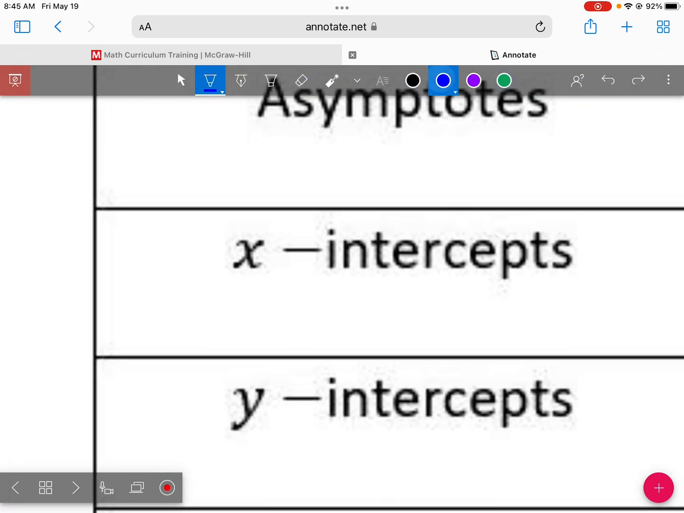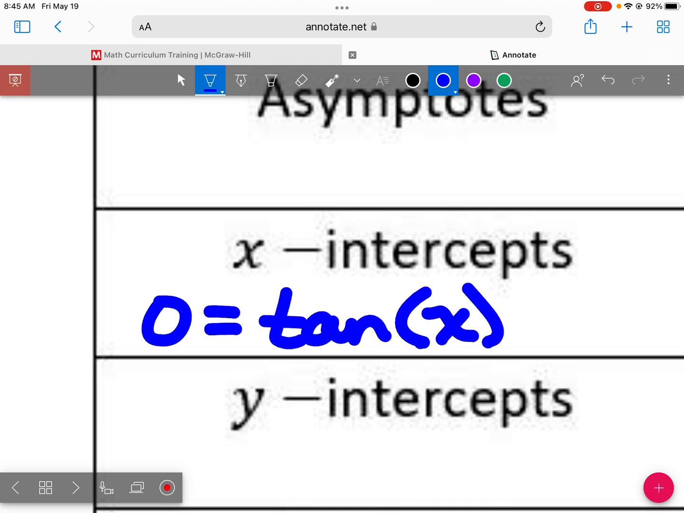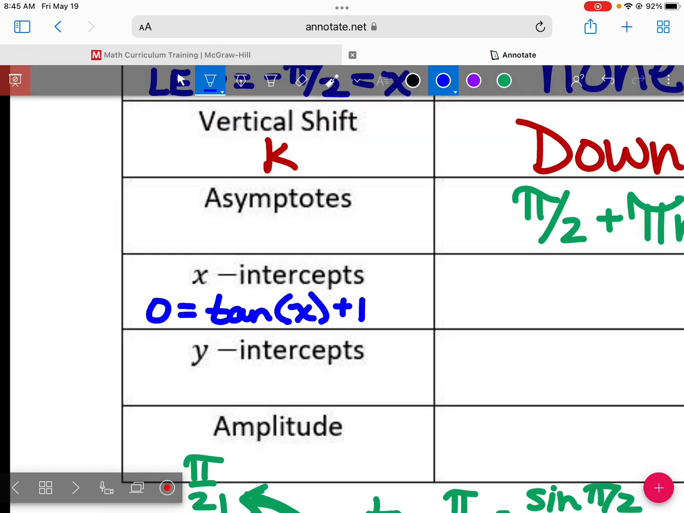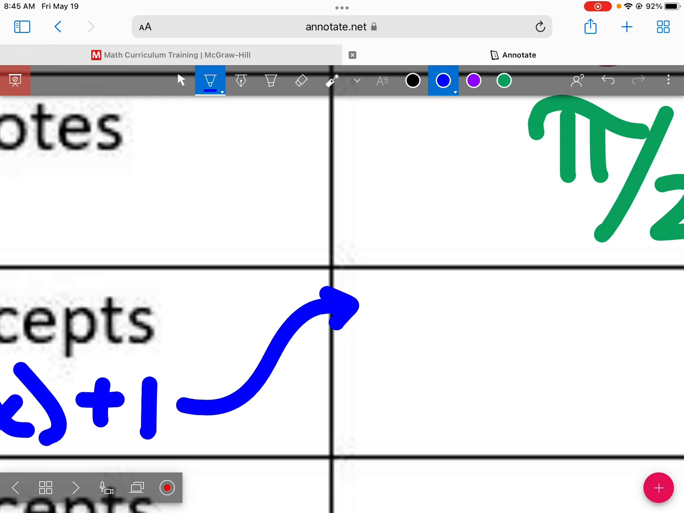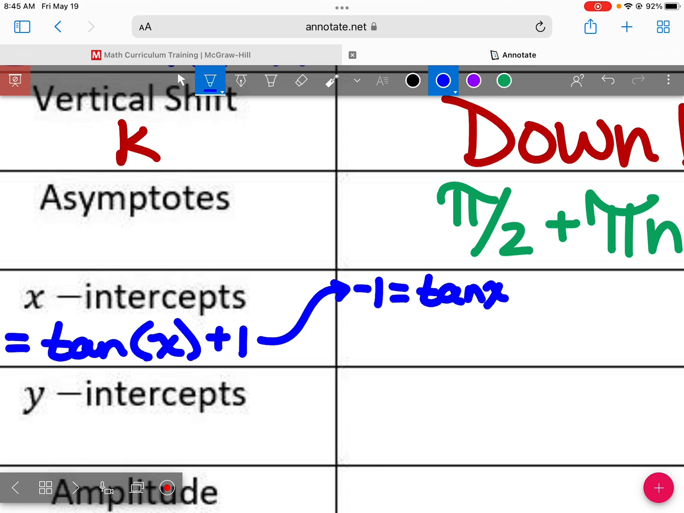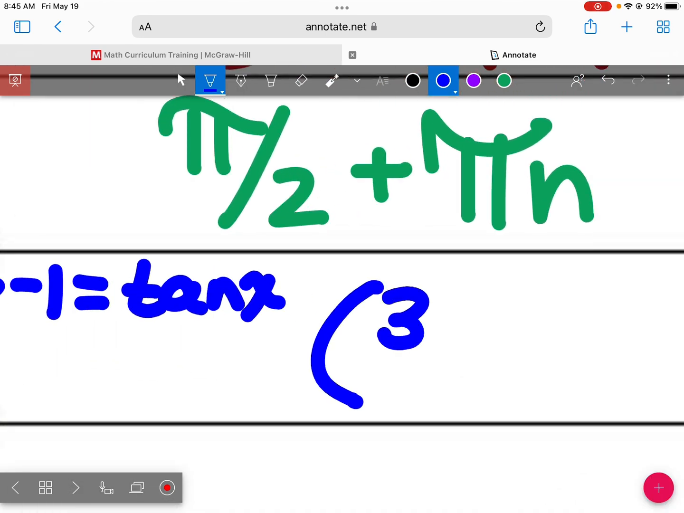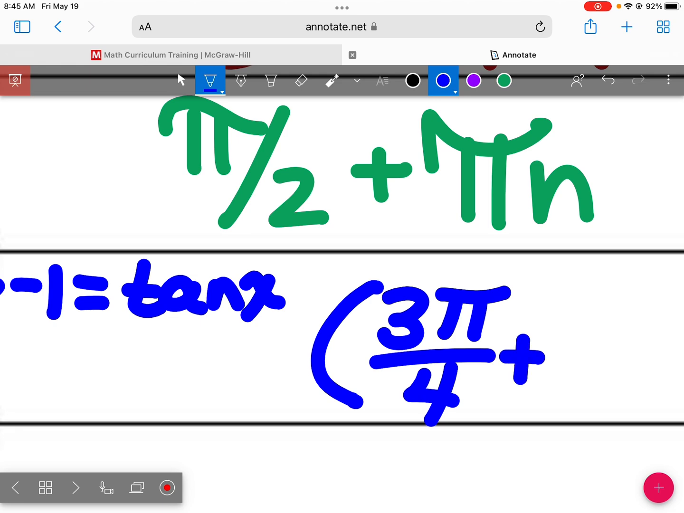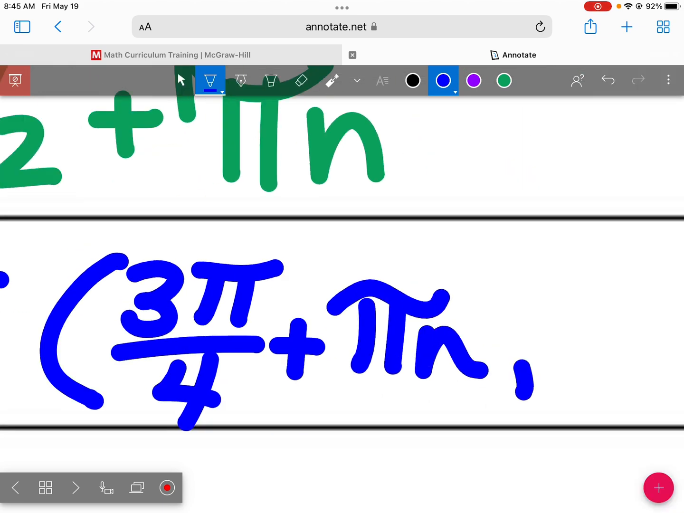X-intercepts. So now I need to do 0 equals tangent of x plus 1. I do have room for this one. Negative 1 equals tangent of x. Where is tangent negative 1? 3 pi over 2, and then halfway around the circle again, right? Sorry, not 3 pi over 2, 3 pi over 4. You said 3 pi over 4, and I misrepeated what you said. 3 pi over 4 plus pi n.